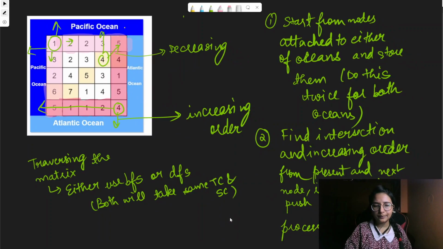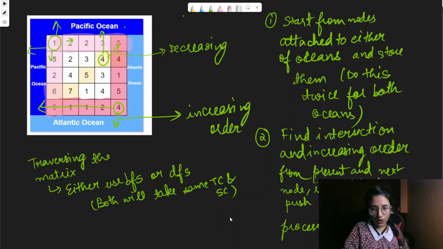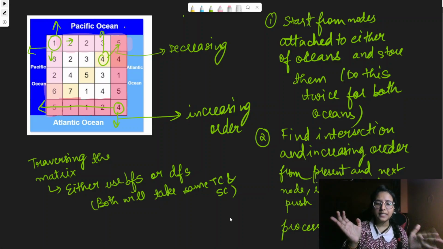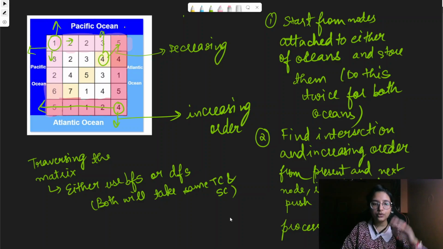The thing which I had explained: first we will be storing all the nodes attached to Pacific in the Pacific set, and then we will be storing all the nodes which are attached to Atlantic in the Atlantic set. Then we will check whether that particular node is present in both Pacific and Atlantic, and even satisfies the condition that it is in increasing order. Then only we will push that in our answer. So that's the thing which we will be doing in our solution.